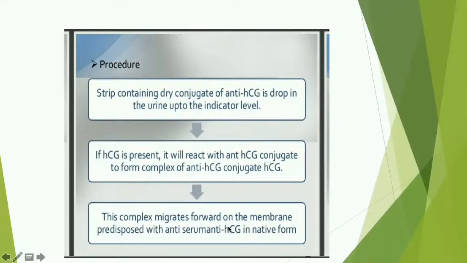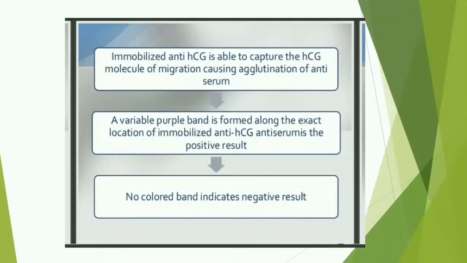You have HCG which is being sandwiched between a conjugate anti-HCG and a native anti-HCG, right? Now this immobilized anti-HCG is able to capture the HCG molecule on migration, causing agglutination. So you get a variable purple band or a pink band along the exact location of the immobilized anti-HCG, right? So no colored band indicates a negative result.